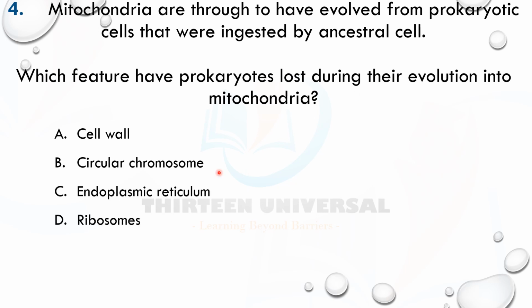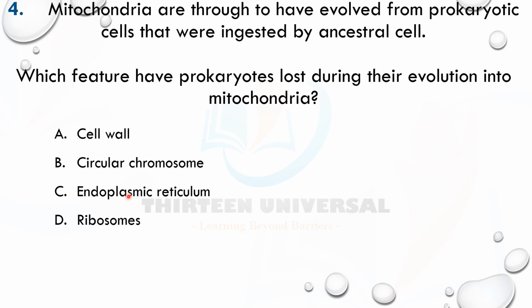Now, pause this video and try it. Mitochondria don't have a cell wall, so probably they must have lost it. But let's go on. They still have the circular DNA. They never had endoplasmic reticulum, because prokaryotes don't have membrane-bound organelles.